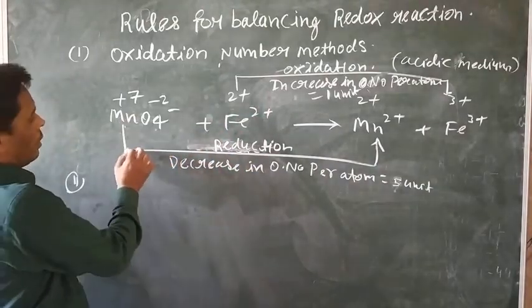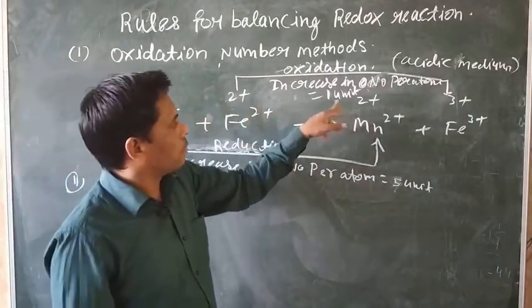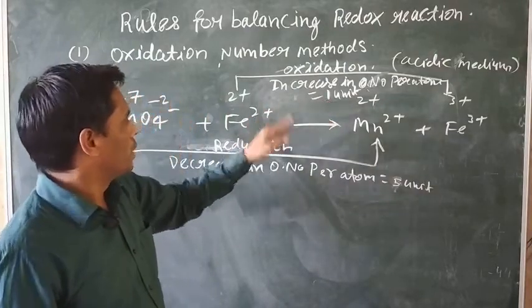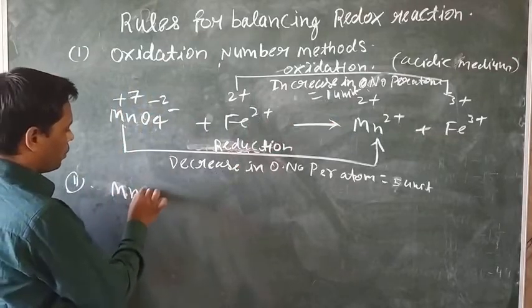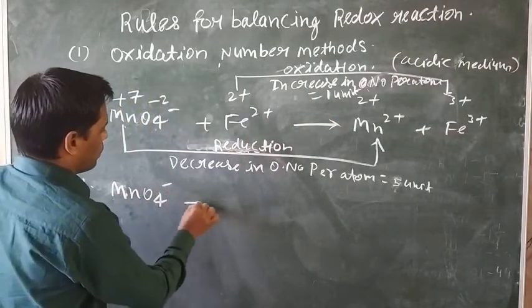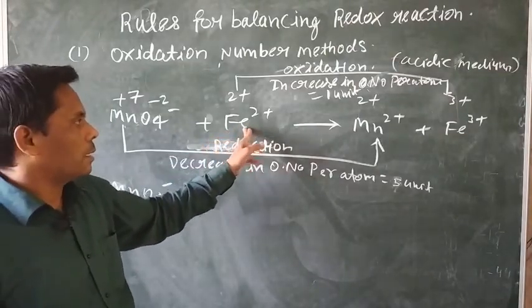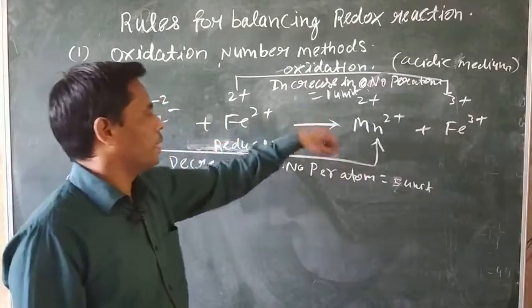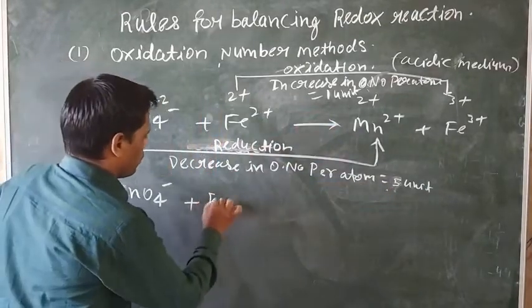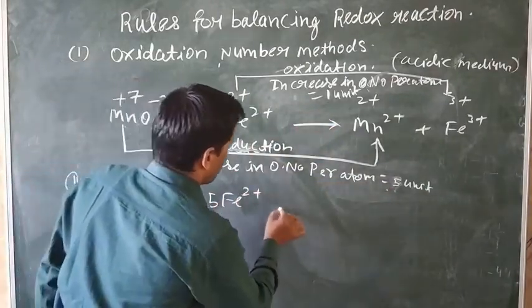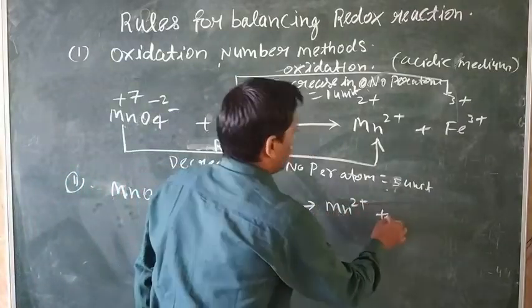Here MnO4- is multiplied by the increase in oxidation number, which is equal to 1 unit. So we have MnO4- multiplied by 1, plus Fe2+, whose increase in oxidation number is 1 unit, ferrous to ferric, multiplied by the decrease in oxidation number per atom, that is 5. So that is 5 Fe2+, giving Mn2+ and Fe3+.